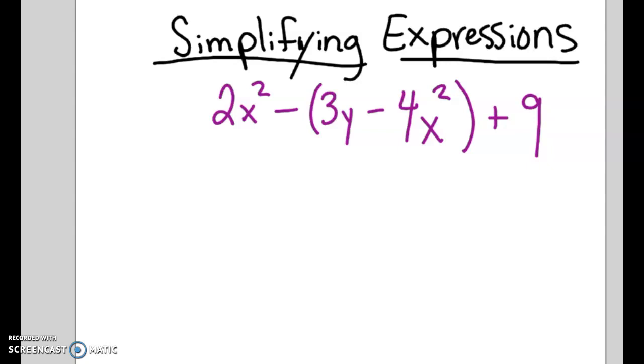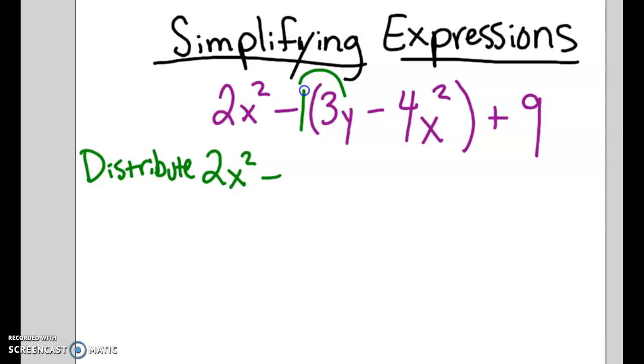In this case, we see a minus sign. If we see just a minus sign with no number directly in front of the parentheses, there is an understood 1 there. So we actually have a -1 that we need to distribute. The 2x squared will remain the same. Okay? So in order to distribute, what we need to do is to multiply that -1 times each term within the parentheses. So we're multiplying -1 times 3y.